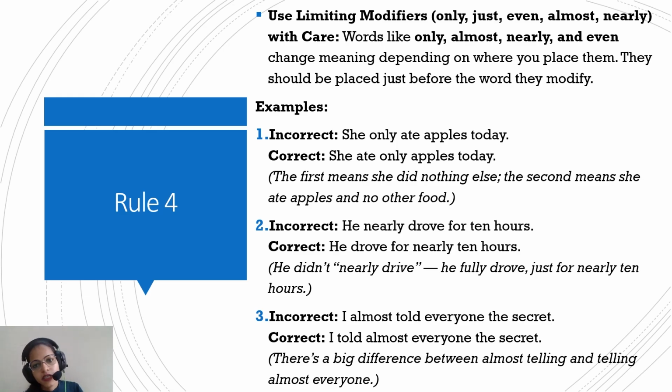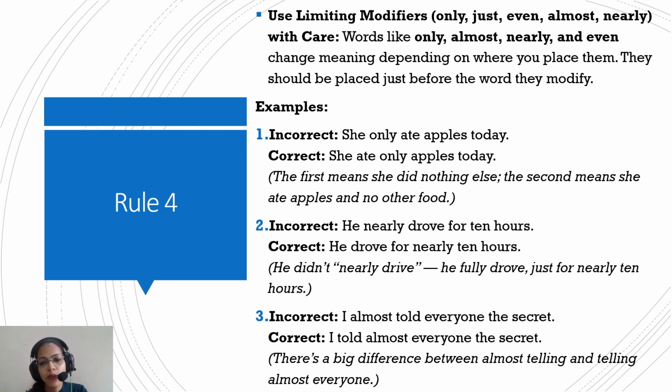Use limiting modifiers, only, just, even, almost, nearly, with care. So words like only, almost, nearly, and even change the meaning depending on where you place them. So you should place them very cautiously. So let's look at the examples and see what this rule is saying.